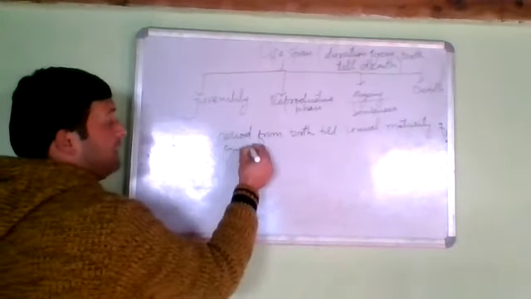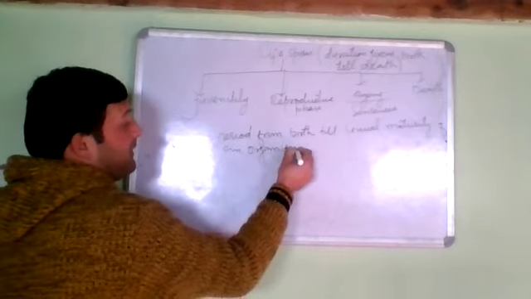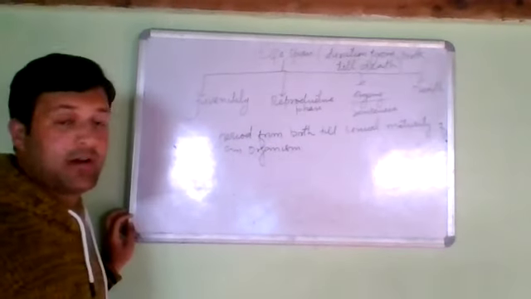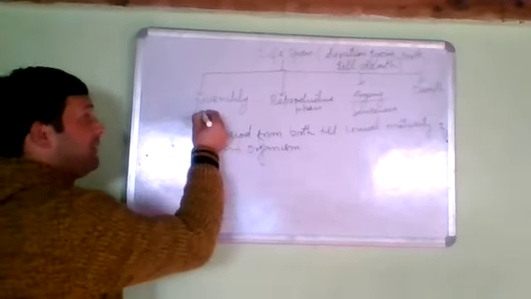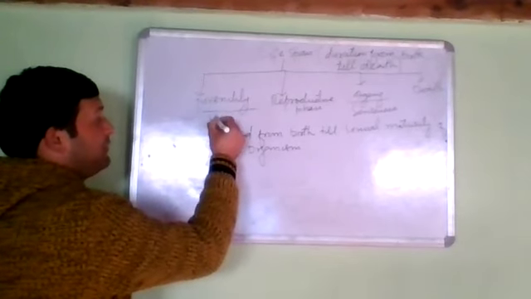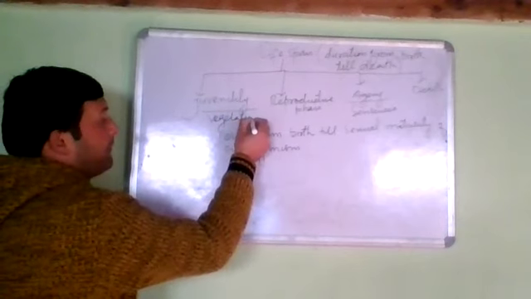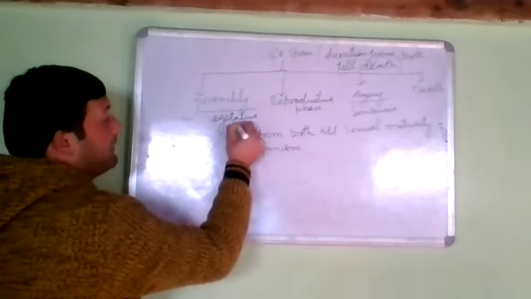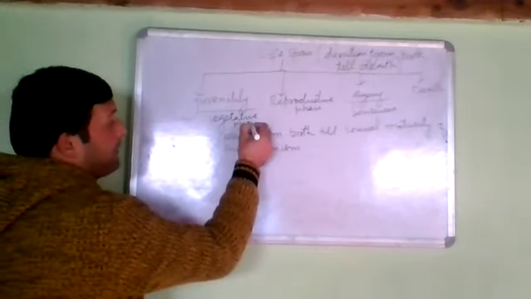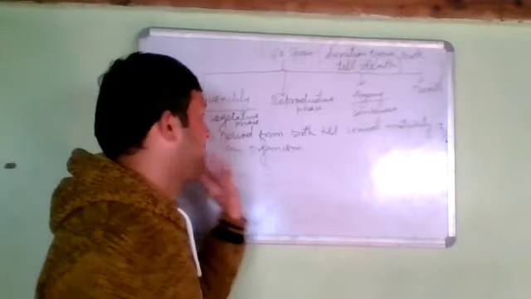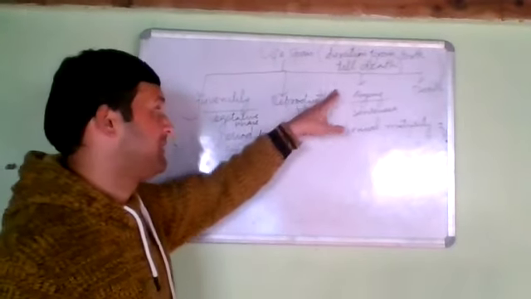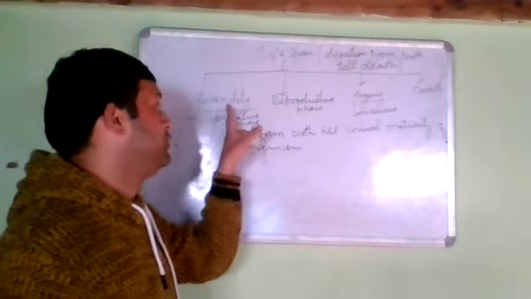Second one is the reproductive phase. The phase during which an organism reproduces. That means now it is able to produce its own kind. That is the reproductive phase.